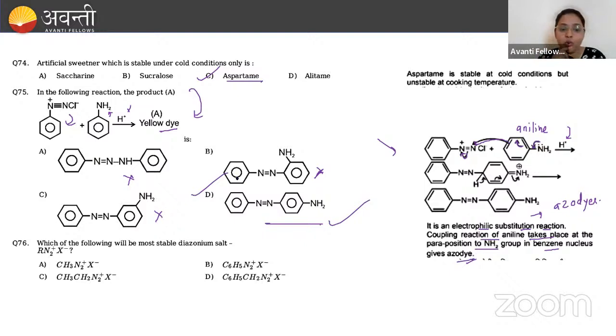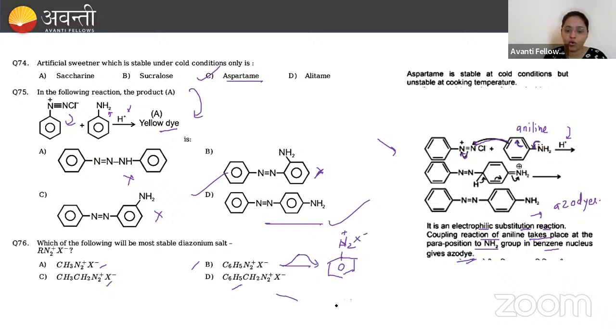Which of the following will be the most stable diazonium salt? So here you can see primary diazonium salt, phenyl diazonium salt. Then here again primary diazonium salt, ethyl one. Here it is the benzene one. The benzene one, that will be the correct answer here, which is attached to the benzene ring. If you see the structure of this second compound, option, phenyl, N2 plus X minus is attached in this molecule.